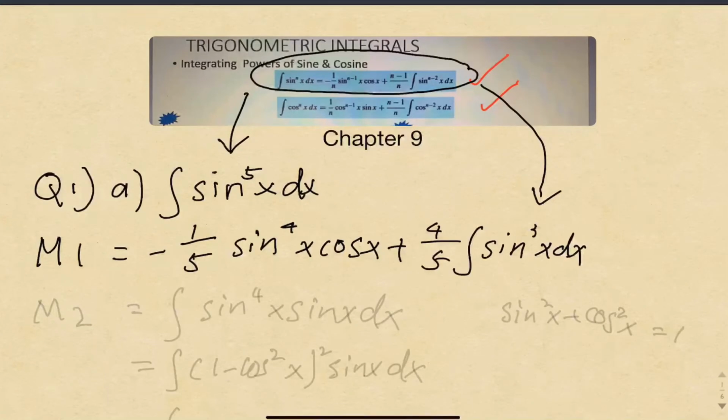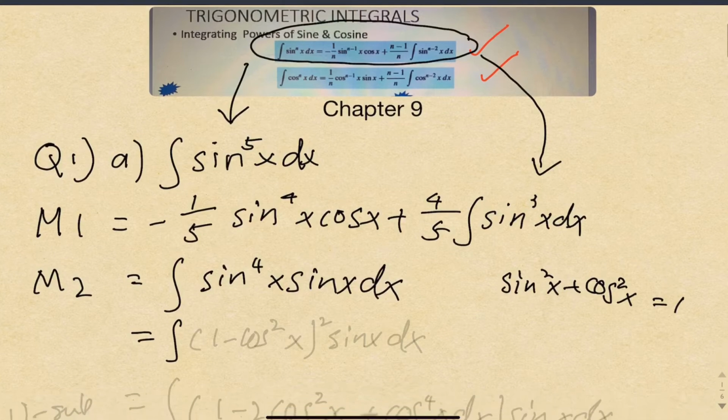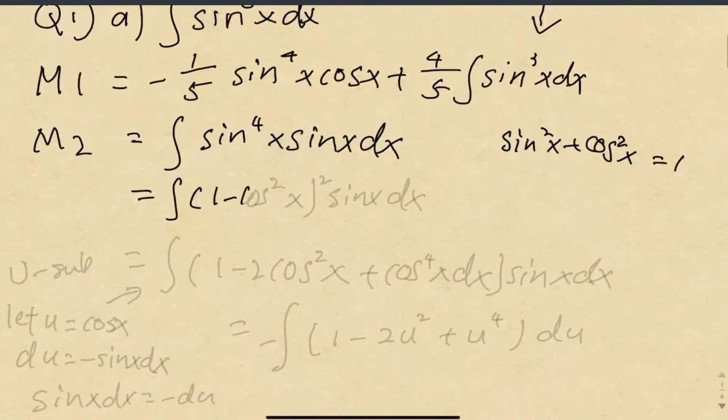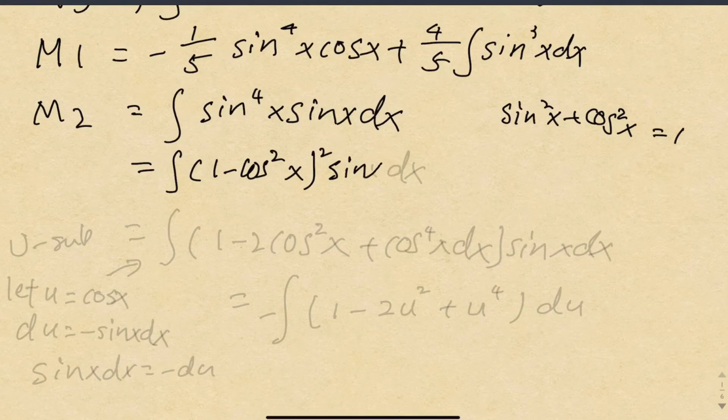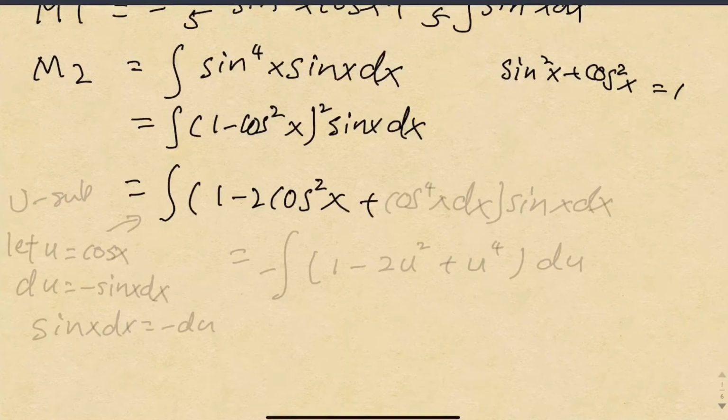If you don't want to use this formula, there's another method. Method 2: you can split the integral to become sine to the power of 4x times sine x dx. Then you make use of the trigonometric identity where sine squared x plus cos squared x equals 1, to convert sine to the power of 4x into 1 minus cos squared x, all squared, times sine x dx. Then you expand this. Before you expand the bracket, inside it becomes 1 minus 2 cos squared x plus cos to the power of 4x, times sine x dx.